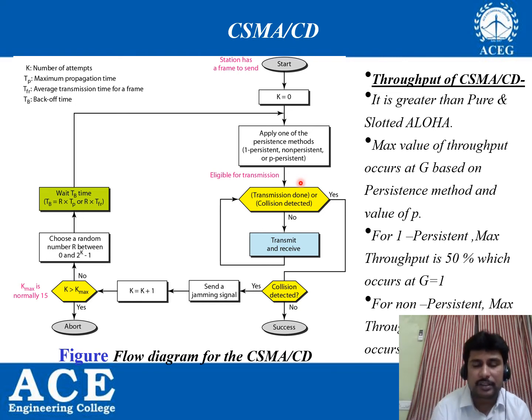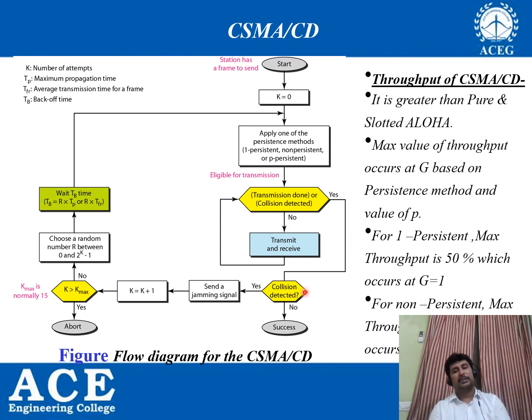Now once the transmission is done, we are continuously monitoring whether any collision is detected or not. If collision detected is no, we transmit and receive, and when no collision is detected, it means that our transmission is successful. So transmission done and collision detected is no, your data transmission is a success. But if the transmission is done and a collision is detected, you have to retransmit the same frame.